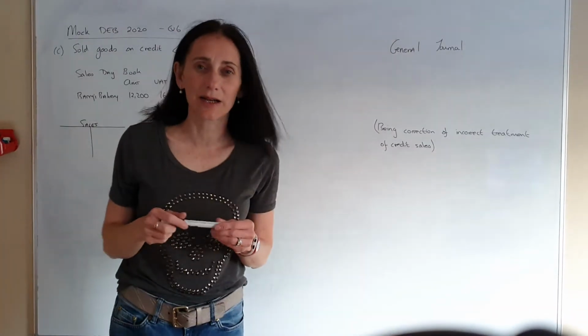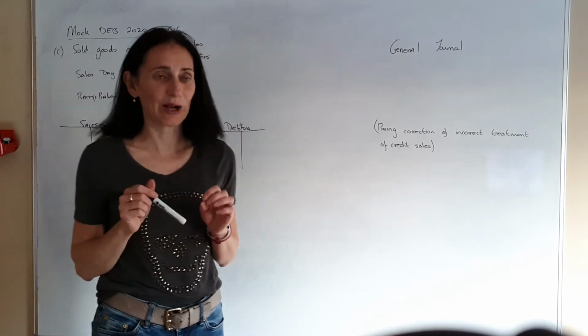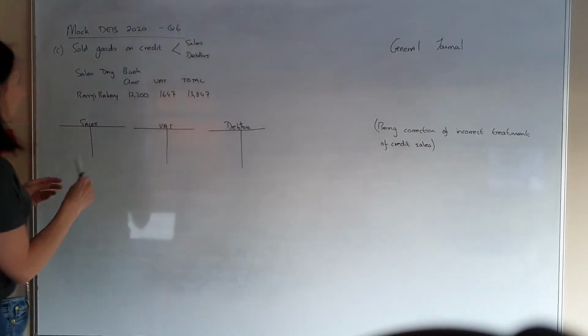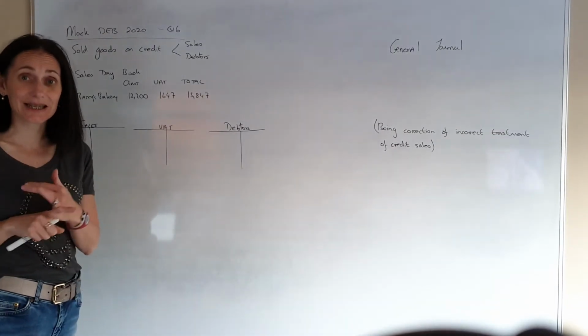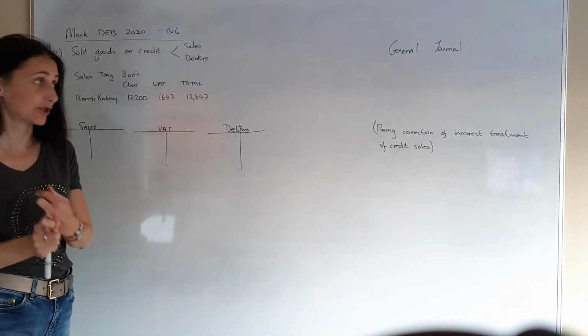Okay, so mock exam, DEB, we're doing suspense, we're doing part C. Right, this one says sold goods on credit. First of all, if you sell goods on credit, it's sales and it's debtors because someone owes you money.